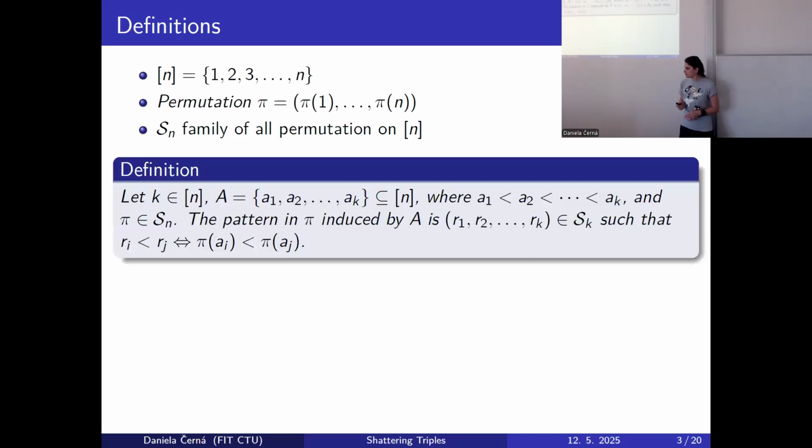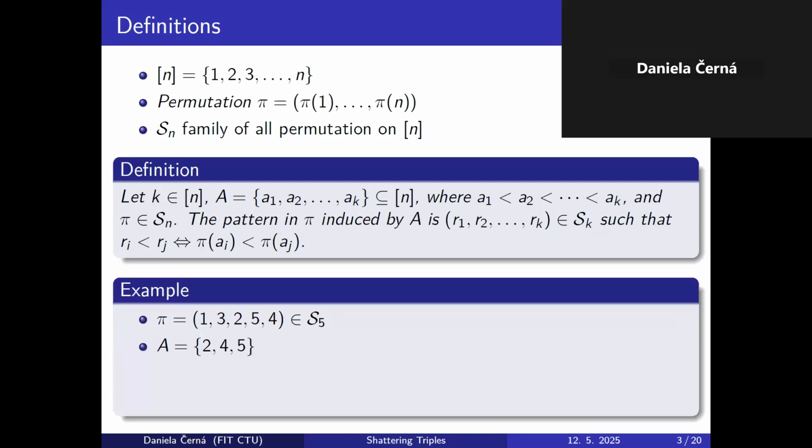And now, if you give me a k-tuple A, which is just a_1, a_2, ..., a_k, all numbers from 1 to n, where I can suppose that they are ordered in this way, then for a permutation from S_n, the pattern in this permutation induced by this k-tuple is a permutation of order k such that these inequalities hold. I have an example right away.